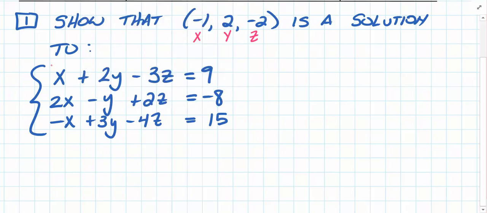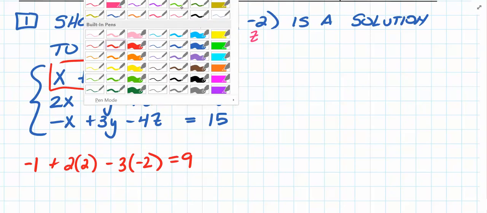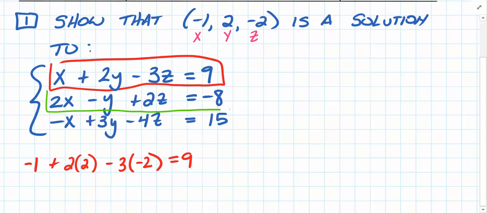I'm going to divvy this up by group. So we have to check to make sure that when we plug in -1 plus 2 times the value of y, which was 2, minus 3 times the value of z, which was -2, that it indeed equals 9. I want the left-hand side, all you guys over here, to check that to make sure that that's true. Okay, the middle one is this one here.